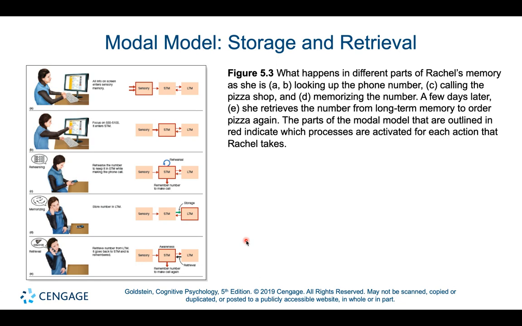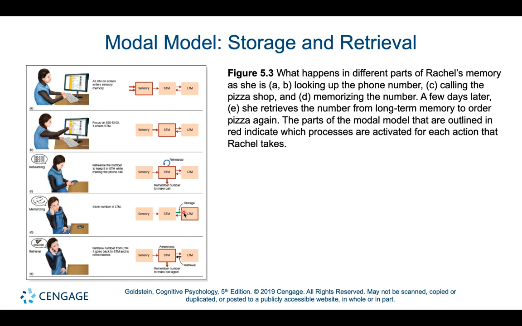Now, obviously the process is a lot more complicated than that. There are variables that impact how easy it is to store something. There are variables that impact how easy it is to retrieve something. And then there are variables that impact what we call decay of memory. So just because you put something in storage doesn't mean it's going to be there when you go to retrieve it. Right? Memory is imperfect.